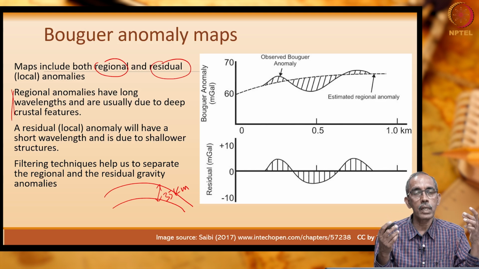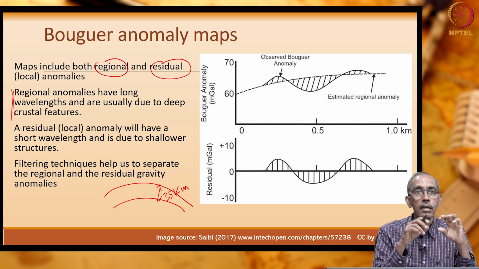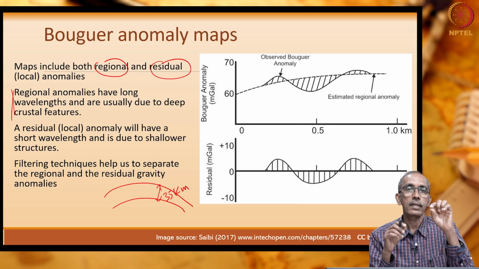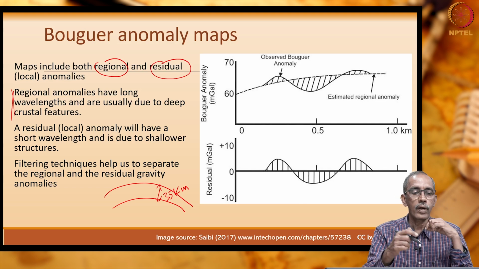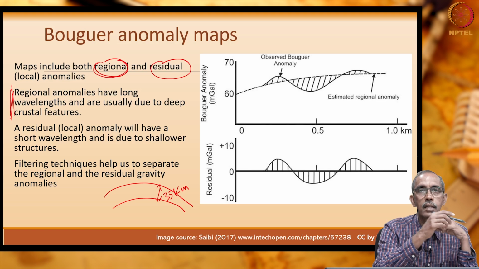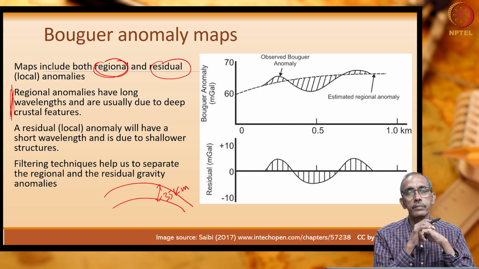Beneath the oceans, obviously the thickness of the crust will be a little less, and the composition of the crust and its thickness also affect the gravity measurements which we make at the surface. This effect is known as regional effect. These are known as regional anomalies.